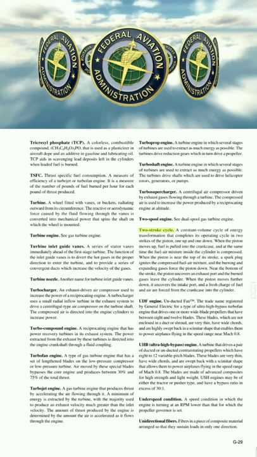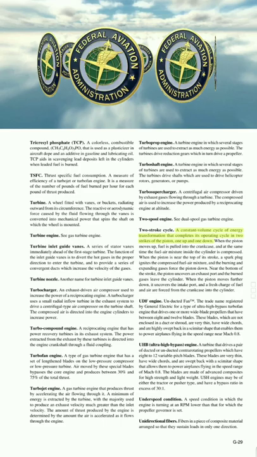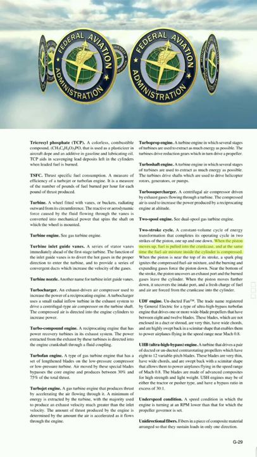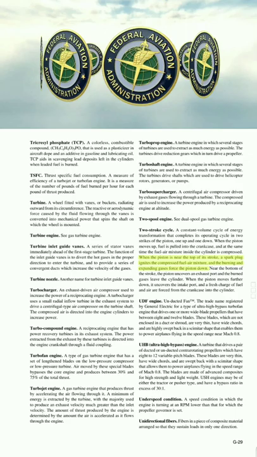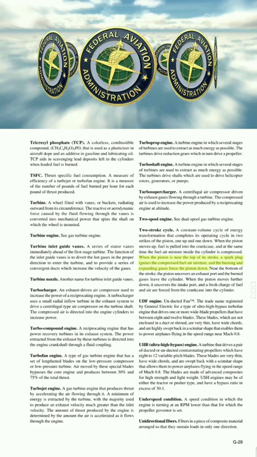Two-stroke cycle. A constant volume cycle of energy transformation that completes its operating cycle in two strokes of the piston, one up and one down. When the piston moves up, fuel is pulled into the crankcase, and at the same time the fuel-air mixture inside the cylinder is compressed. When the piston is near the top of its stroke, a spark plug ignites the compressed fuel-air mixture, and the burning and expanding gases force the piston down.